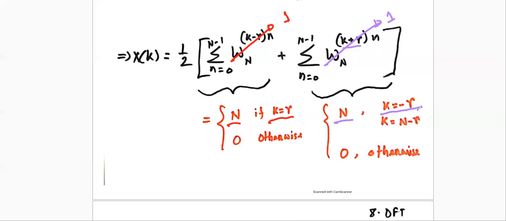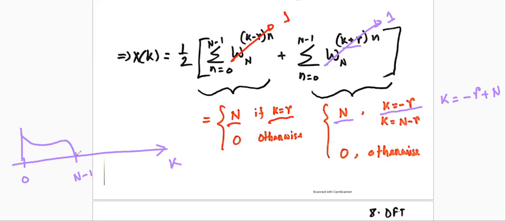Similarly, k equal to minus r means k equal to minus r plus N, because the sample k will repeat after N samples, since that is a periodic function. In the discrete Fourier transform, k starts from 0 to N minus 1. Let's say it looks like this, and it will repeat again after N minus 1. It will give the same thing again. After N samples, it will repeat.